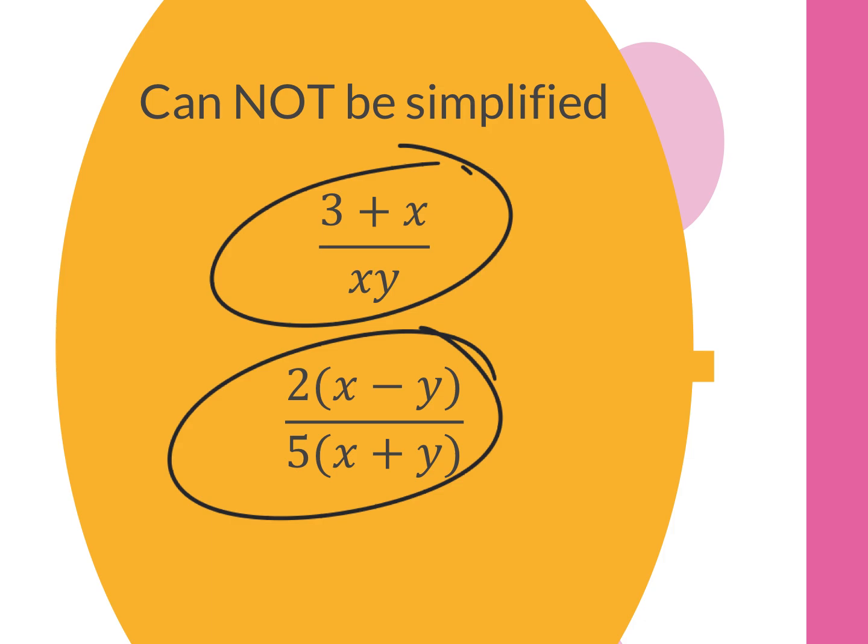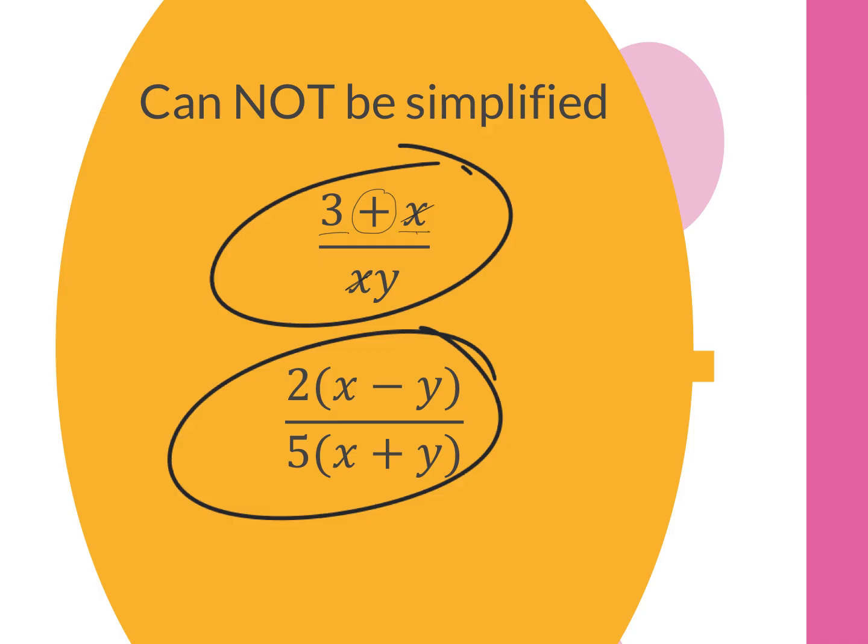All right, so something like 3 plus x over xy, this x and this x cannot simplify. I know people do it every single time. Every single year I see people try to cancel out these x's. They cannot be simplified because there is a plus between this 3 and this x.